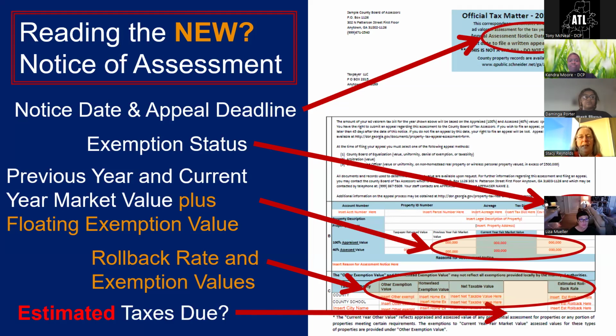Okay. Now, again, the estimated taxes due, I think is pretty helpful for people to be able to sort of get a sense of what this value is going to do to their tax bill. It's always been just an estimate. It's always been sort of guessing at what the jurisdiction might have. So in the past, what they've done is they've used last year's millage rate to show what the estimated taxes are with this new value.